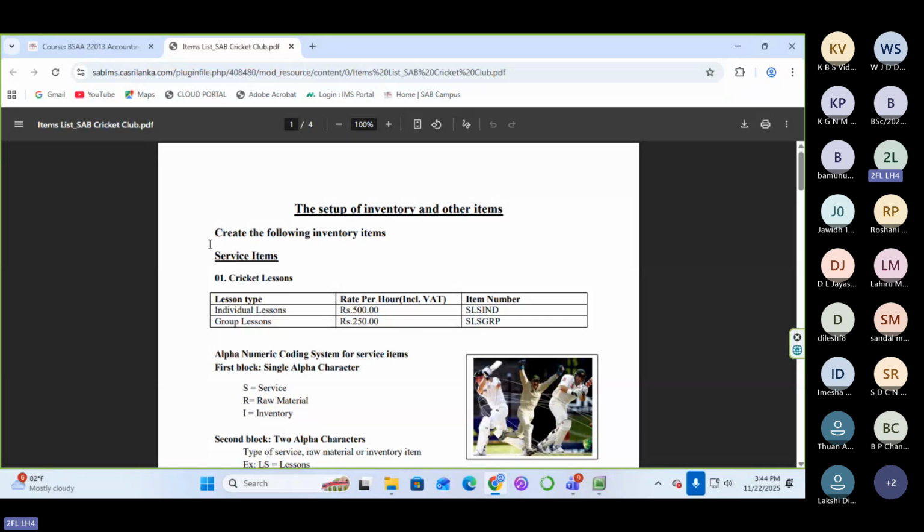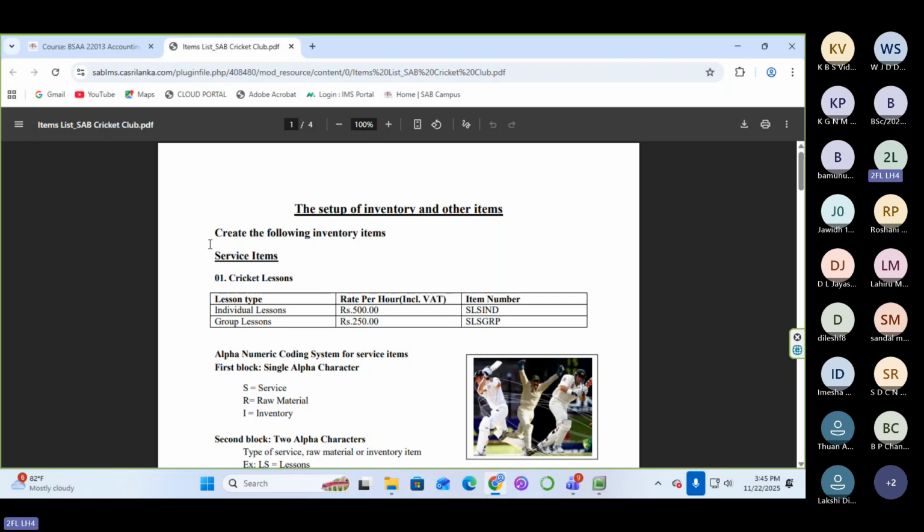If we are having a cricket ground, we are offering it on a hire basis, we are hiring the ground. And we were conducting cricket lessons or cricket classes. So those are services. And also we were selling some cricket equipment, and cricket related other accessories. So we are having two major categories of sales or items: service items, and other physical items.